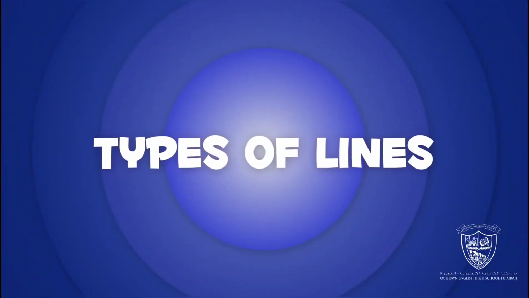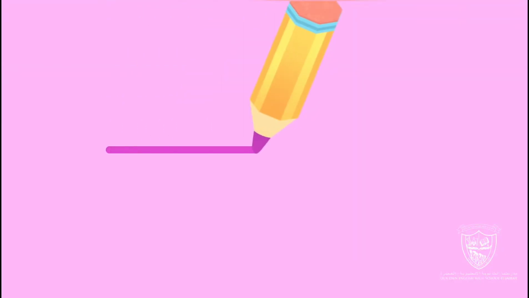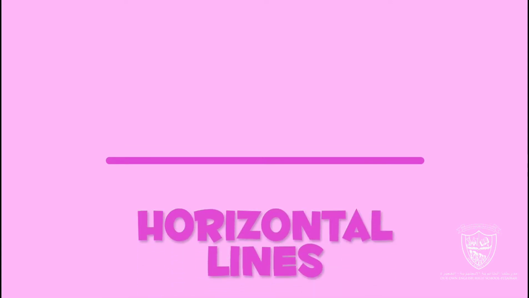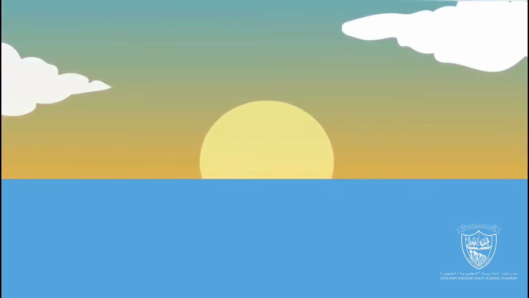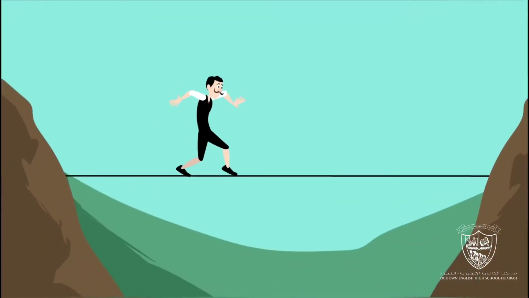Today, we're going to learn about the types of lines. Do you know how many types of lines there are? Here they come! Let's start with the straight line. This is a straight line. First, we'll look at the horizontal lines. Horizontal lines look like the horizon, or like the tightrope of an acrobat.